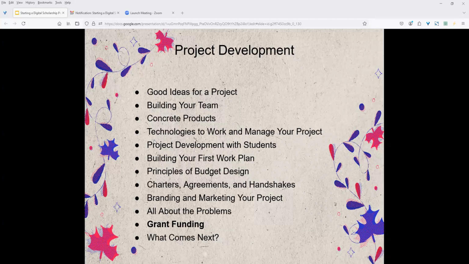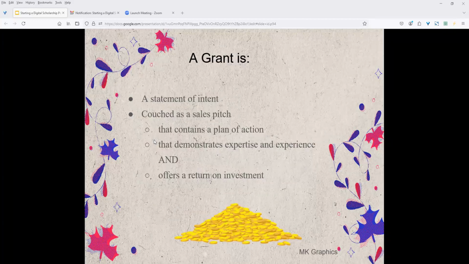Grant funding. Where's the money going to come from? So different ways you can fund your project. So a grant is a statement of intent. It's couched as a sales pitch, if you want to really know the truth. It contains a plan of action. It demonstrates expertise and experience, and it offers a return on the investment.